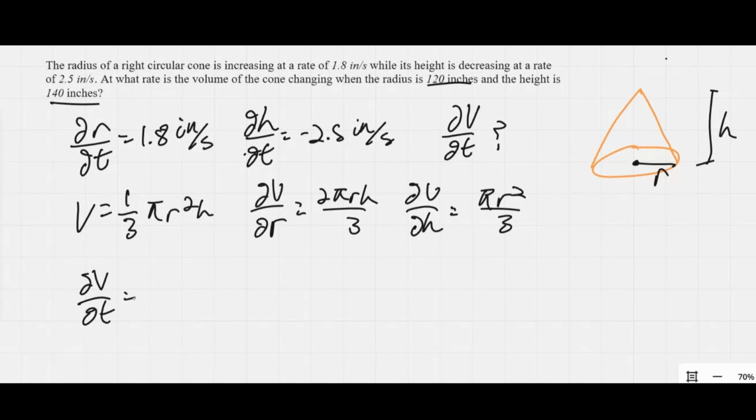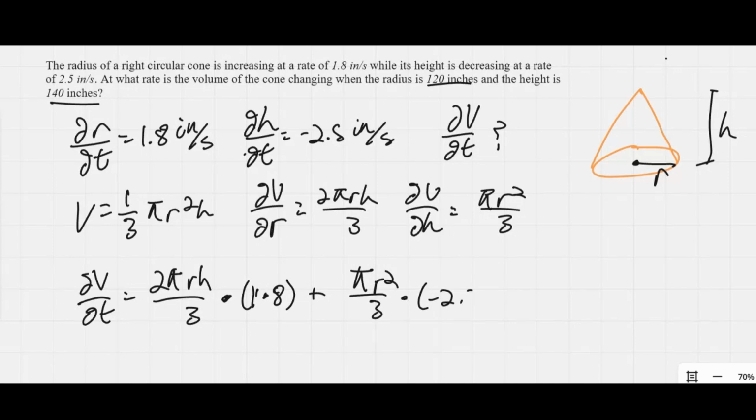All right, so now, in order to find del v over del t, we're first going to set up our actual partial derivative. So we're going to first do del v over del r times the 1.8. So we're going to have 2 pi r h over 3 times the 1.8 plus pi r squared over 3 times the negative 2.5.